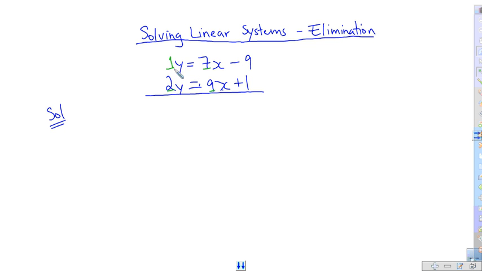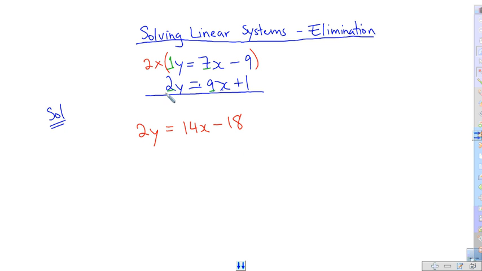Can I multiply this 1y by something to get 2y? Well, if you said I can multiply this by 2 to get 2, then you'd be right. So 1 times 2 gives me 2. If I multiply this by 2, that means I have to multiply the entire equation by 2. So I'm going to write that down below. If I multiply this entire equation by 2, I'm going to get 2y equals 14x minus 18. So you have to multiply every single term by 2.